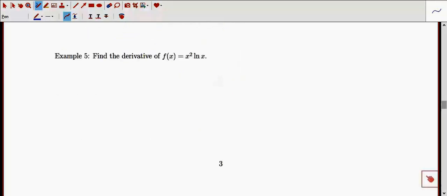Next, we will find the derivative for x squared times ln of x. And in this case, since it's a product, we will apply the product rule. f prime of x equals the derivative of the first function, 2x, times the second, plus the first function times the derivative of the second, 1 over x. To simplify, we get 2x times ln of x plus x.